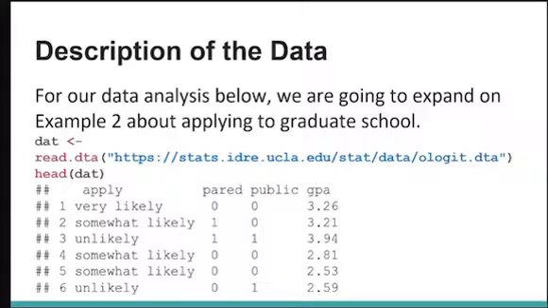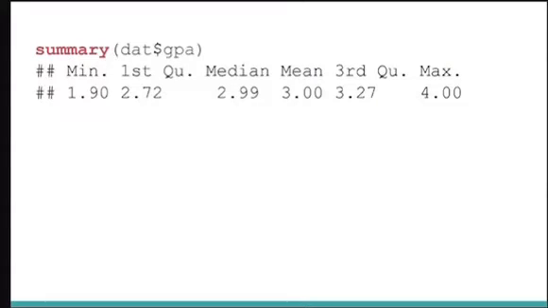What about the GPA? Take a look at that. This is a summary of the continuous predictor, the only continuous predictor in the data, the GPA. This is going to give us a sense of the spread. What is the minimum? What is the maximum? What is the average? What is the median? And so on like that.